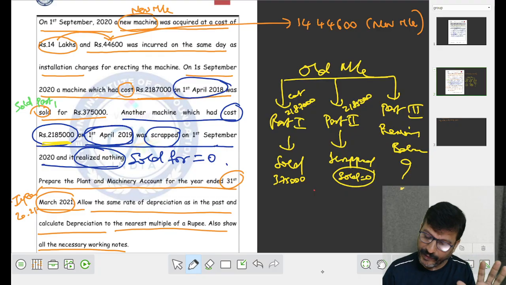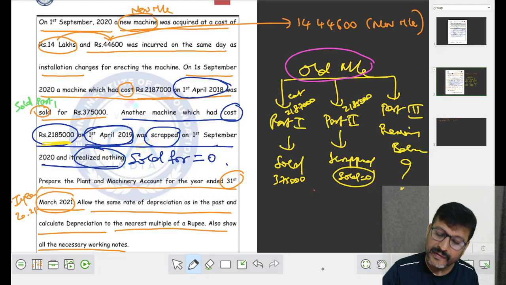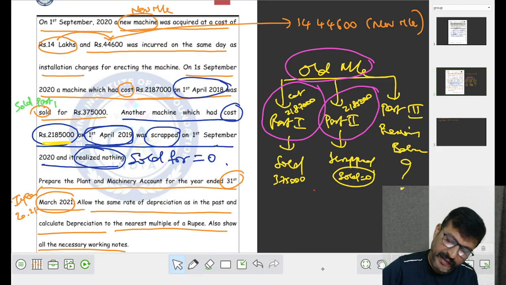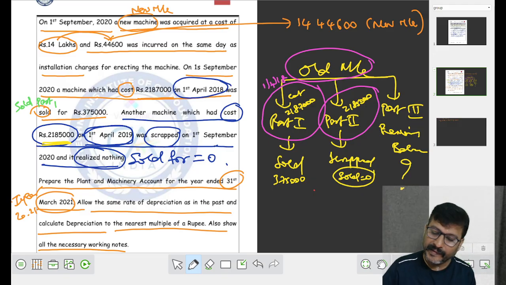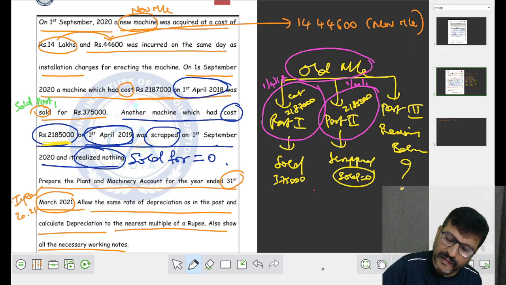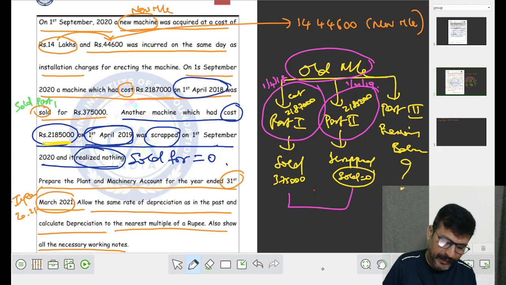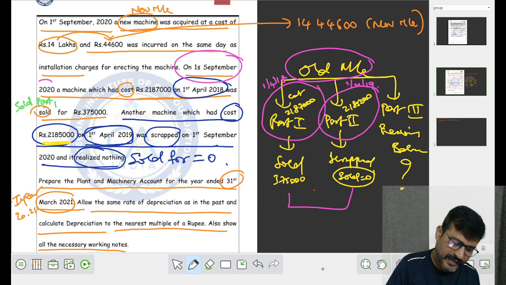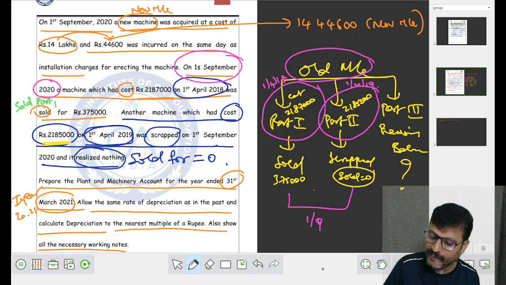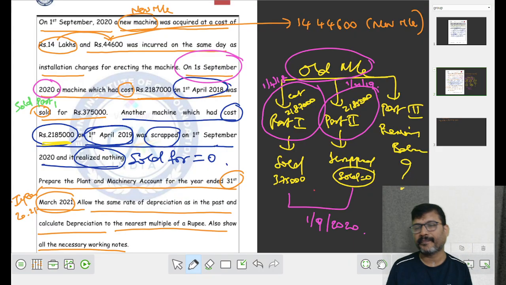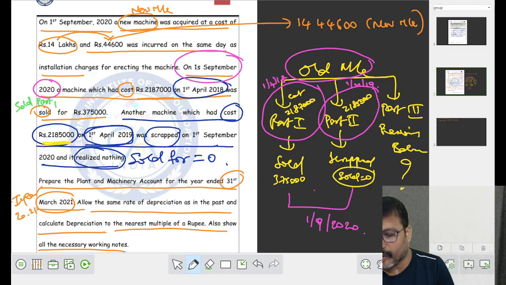Please concentrate very much. We have an old machine. In that, the part of the machine, the first one, the part of the machine, second one. The part of the machine is given on what date? 1st April 18. This is given on when? 1st April 19. When these two machines are scrapped and sold, these two machines are scrapped and sold on 1st September 2020. This is what the problem is. Shall we move on to the solution?